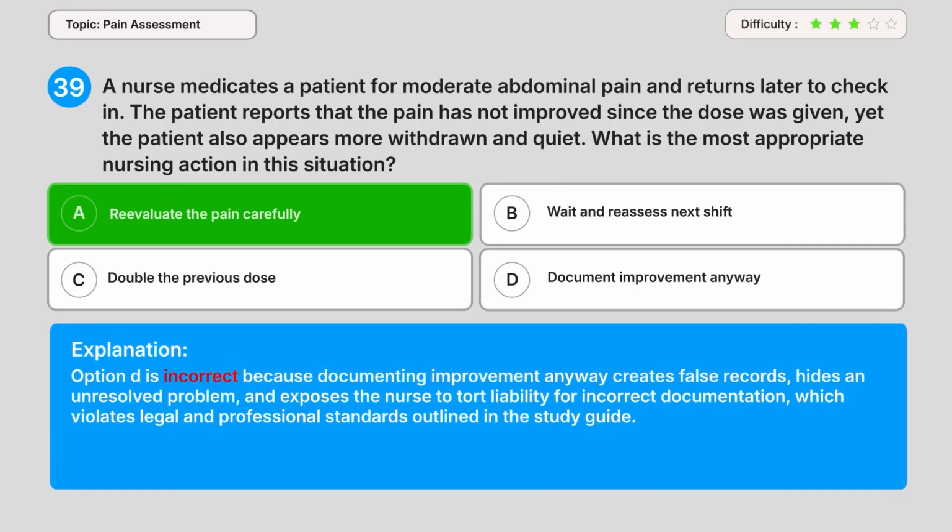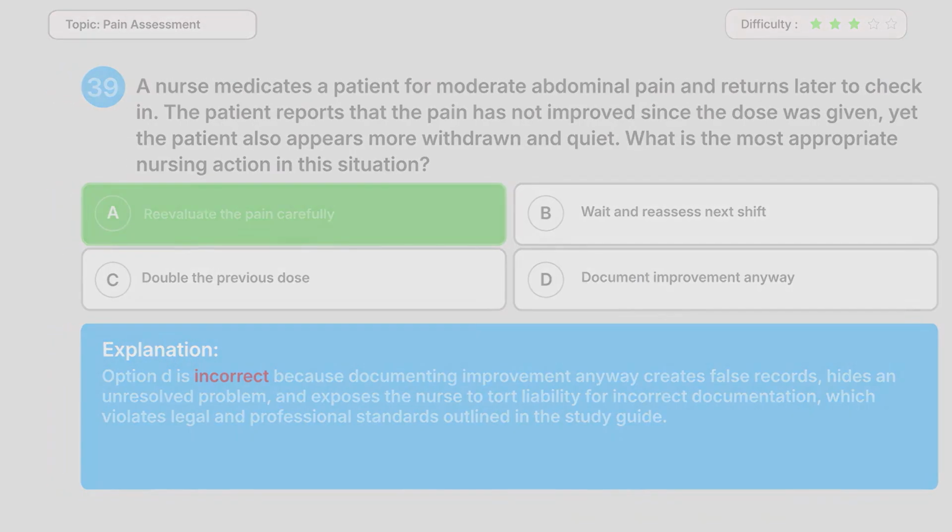Option D is incorrect because documenting improvement anyway creates false records, hides an unresolved problem, and exposes the nurse to tort liability for incorrect documentation, which violates legal and professional standards outlined in the study guide.